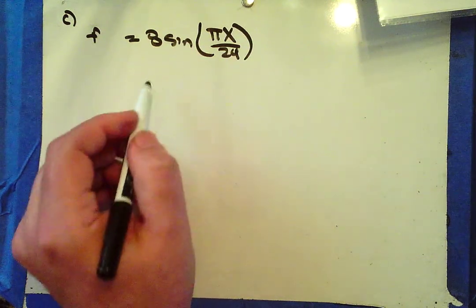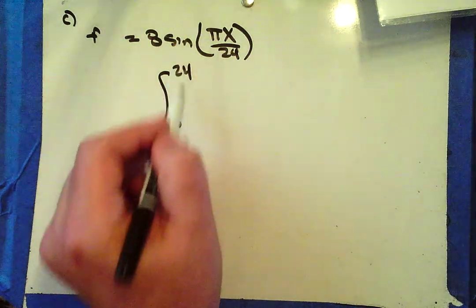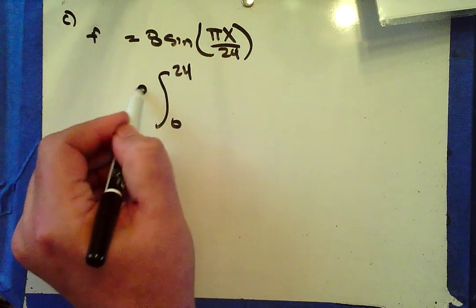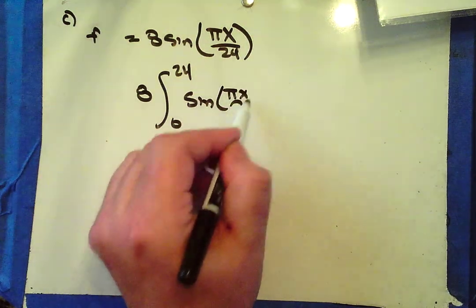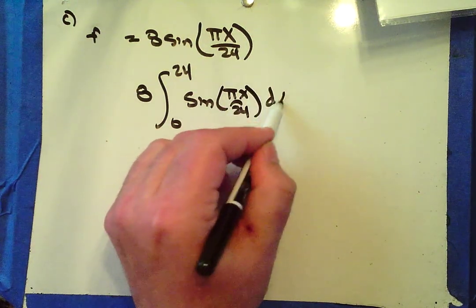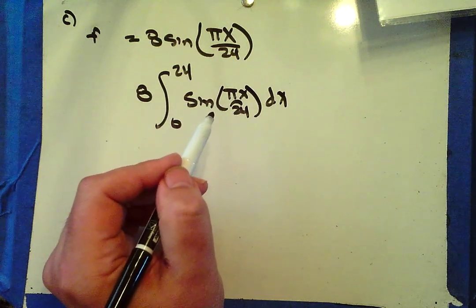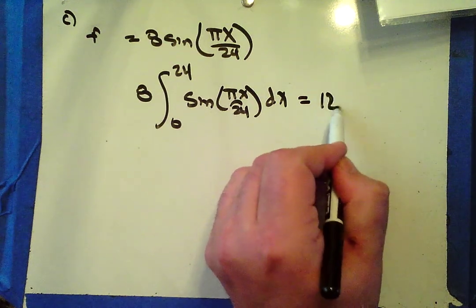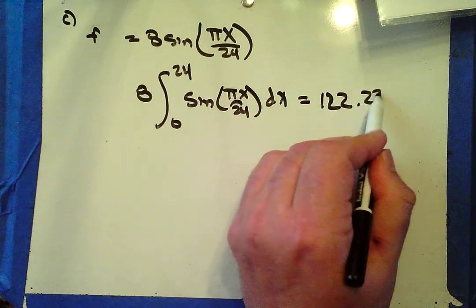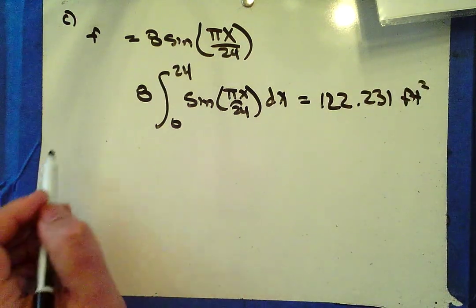Well, I think we just want to integrate across the width of the river. I'm going to pull out my constant, sine pi x over 24 dx, and this is with calculator. So I'm just going to integrate this on my calculator and get 122.231 square feet. Okay, part D.